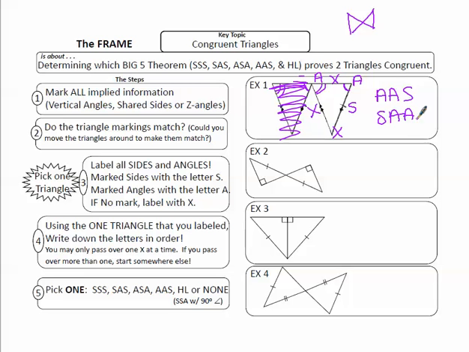So now in example 2, what is my implied information? I always ask myself when I look at implied information, one of the first things I ask myself is how are those triangles glued together? They're stuck together at a point, so that implies that I might have vertical angles. Do I have vertical angles? Yes. So my vertical angles are congruent. And now that I know my vertical angles are congruent, are the pictures marked the same? Yeah. So I'm going to pick one triangle and go ahead and label.